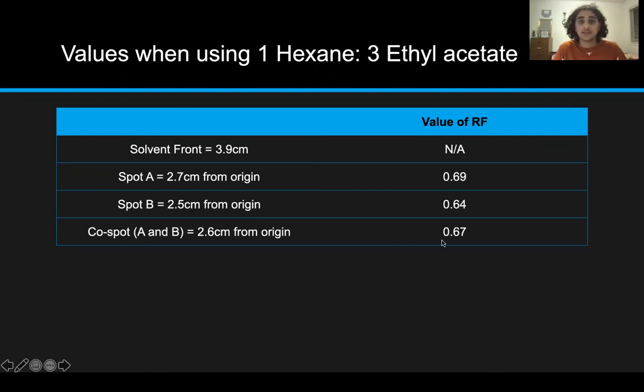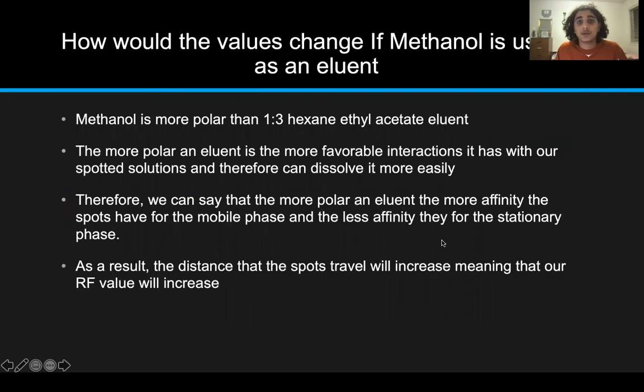What change would we expect to see to these values if our eluent was changed to methanol? Before I get into that, I want you to consider this metaphor. Let's say I get a weight, let's call it 50 kilograms. And I get three different people: one who doesn't work out at all, one who works out every now and then, and someone who works out regularly. I tell these people to carry this weight as far as they can.